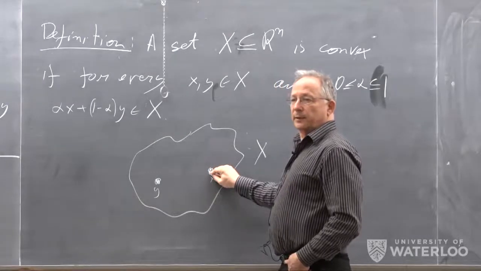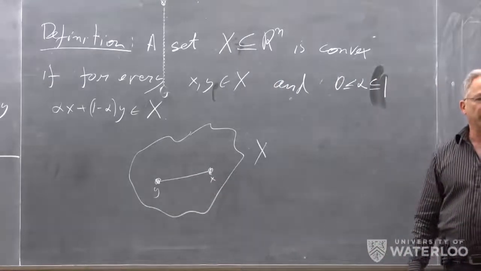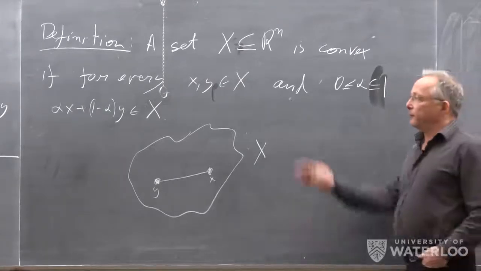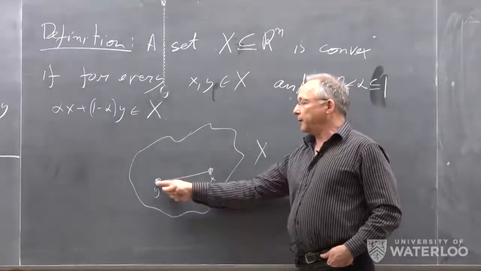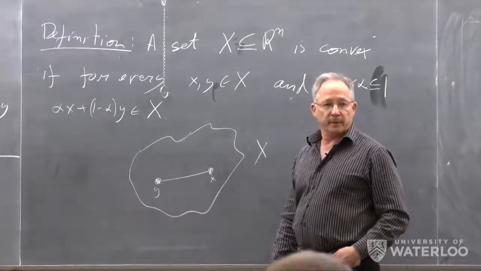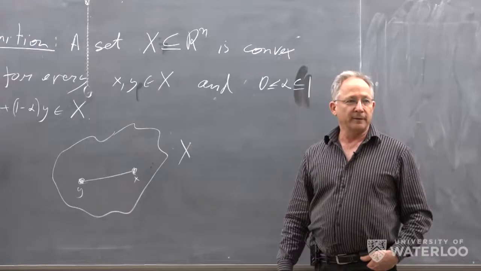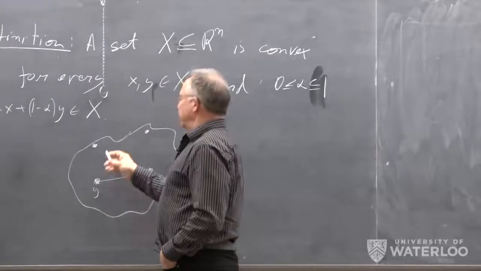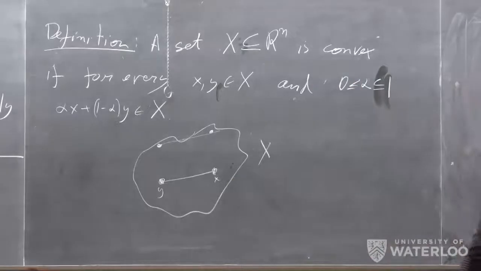And when alpha varies between 0 and 1, I get all the points on the linear interval connecting x and y. So what this definition says is that if x and y are in my set, so should be every point on the linear interval connecting them. So is this set that I drew here convex? No. Why not? Because I can find 2 points, say this is my x, this is my y, and I draw the line that connects them, and I have some point on this line that goes out. So this set is not convex.